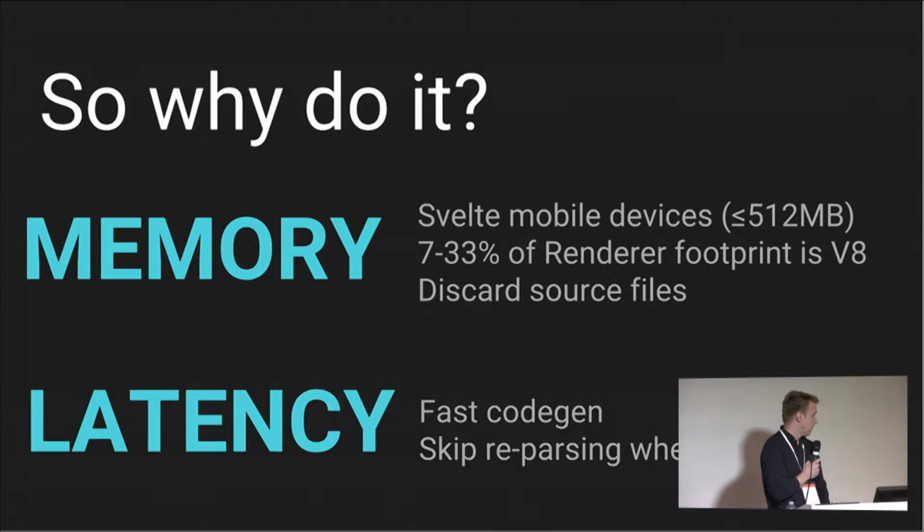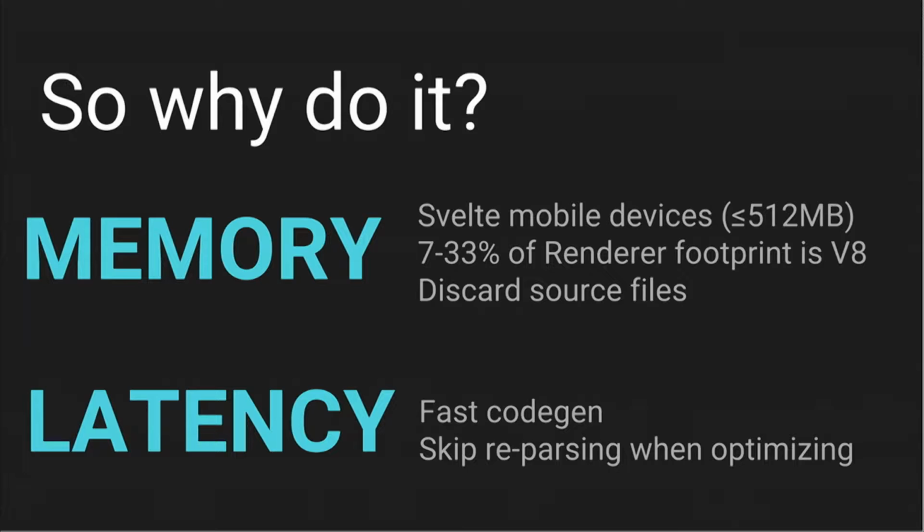We'd also get latency from this. If we generate the bytecode, we can do that quite quickly, just like full code gen, and we can keep that bytecode around and avoid reparsing the source code. So V8, if it ever goes back and reoptimizes, will reparse the source code, and we think we can keep the bytecode around and save memory by doing that.